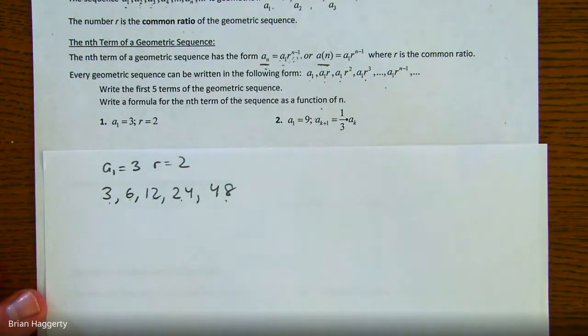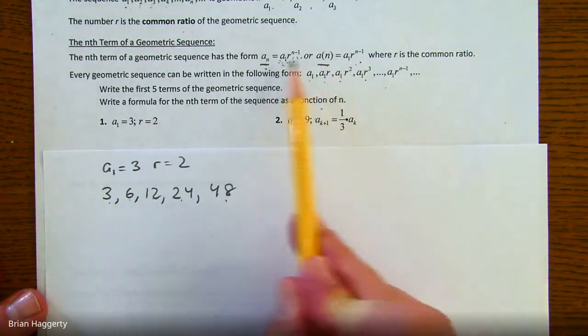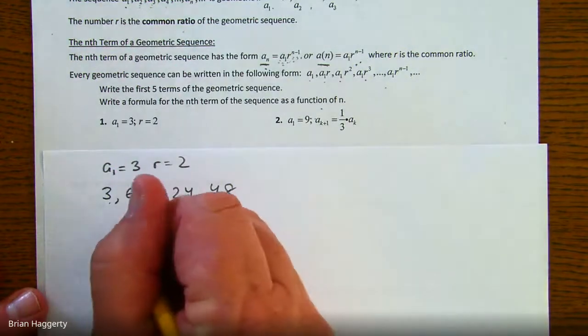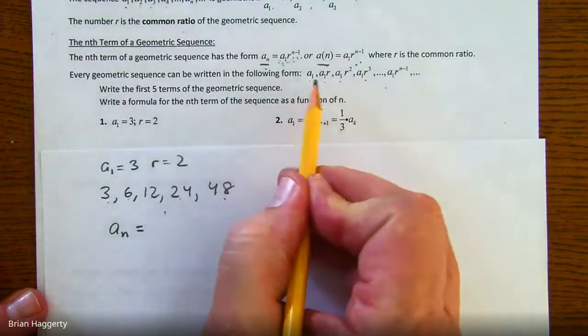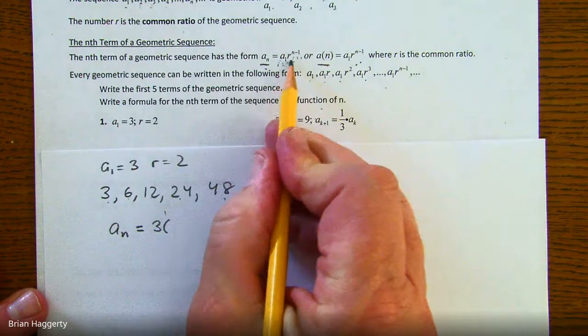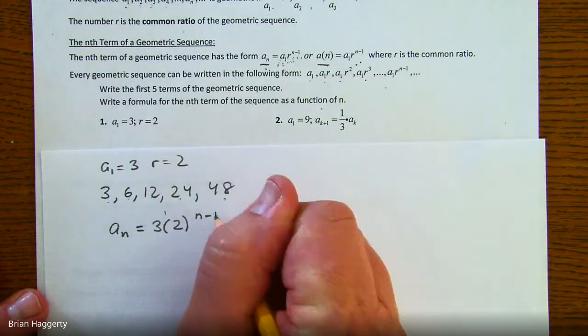All right, we talked about yesterday that there are 2 main categories of formulas. You could have an explicit formula, such as one of these right here. Oh, I'm sorry, we didn't finish this. We have to write the explicit formula. Okay, so the explicit formula is A sub n equals: the first term is 3, the common ratio is 2, and the exponent is n minus 1.